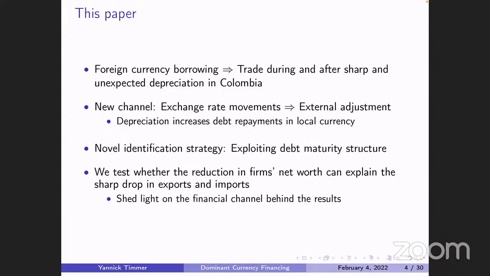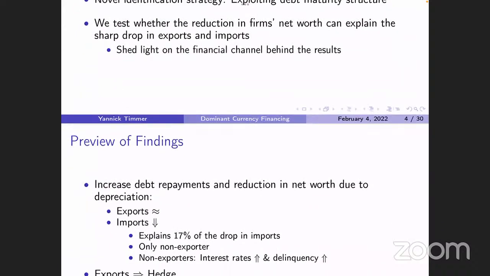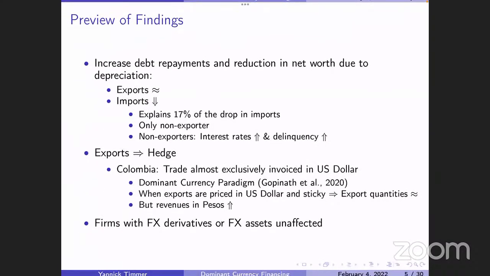And then what we do is we test whether the reduction in firms' net worth or the increase in their debt repayments due to the depreciation can explain the sharp drop in exports and imports. We also then look more into the channels, the financial channel, what's exactly driving the results, why it is the case that firms actually may have to reduce their imports and exports. So let me preview the findings.